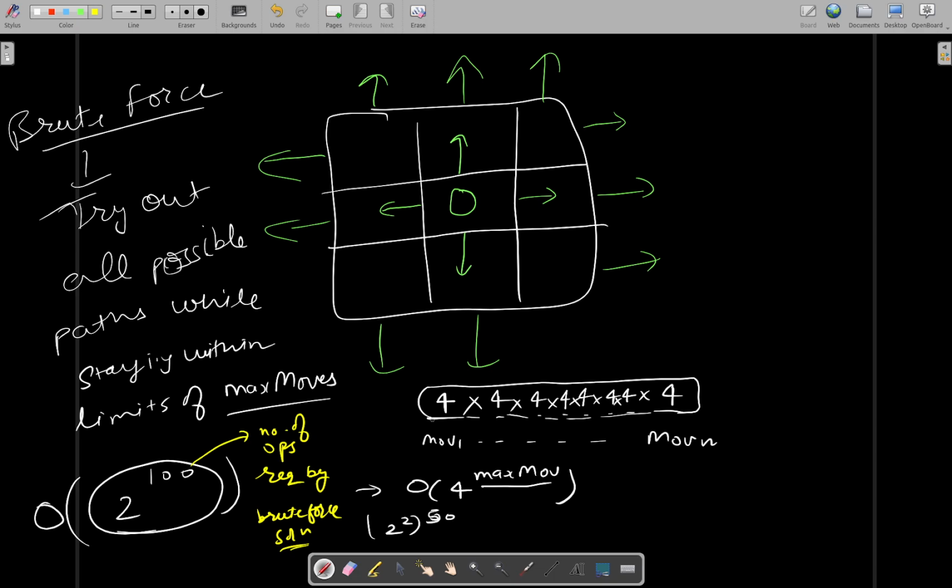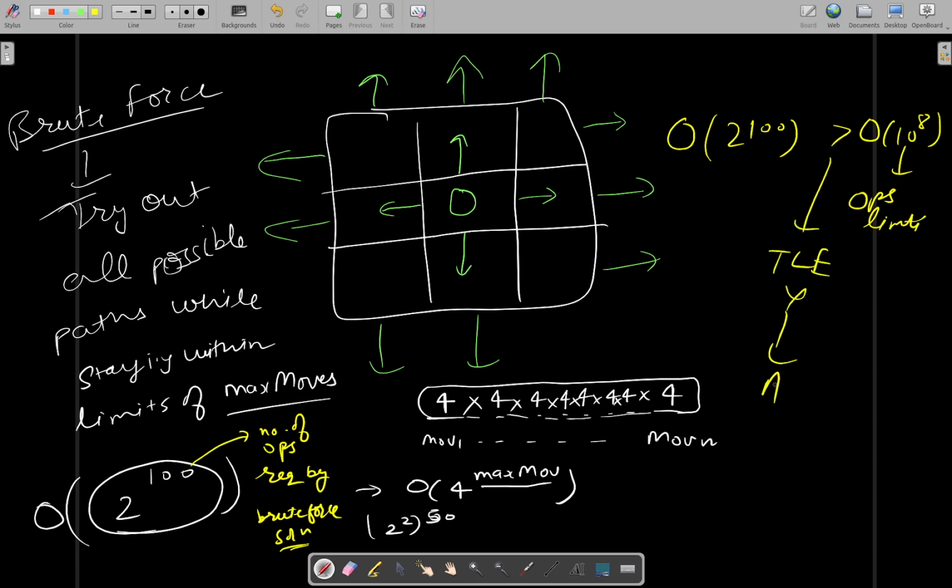There is a concept that if the number of operations is greater than order of 10 raised to power 8, so this is our operation limit. If the number of operations required by your program reaches or exceeds this limit, then you may get a TLE and your solution will not be accepted. In order to get this solution accepted, we have to do some optimizations here.